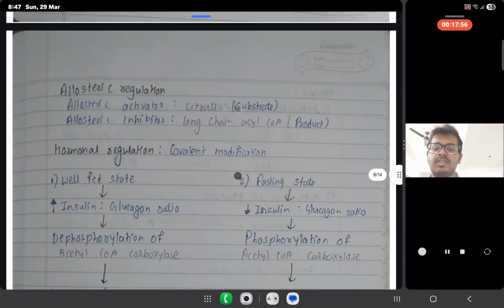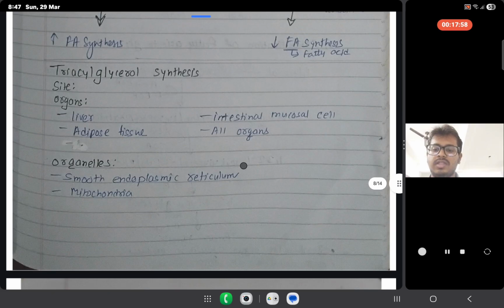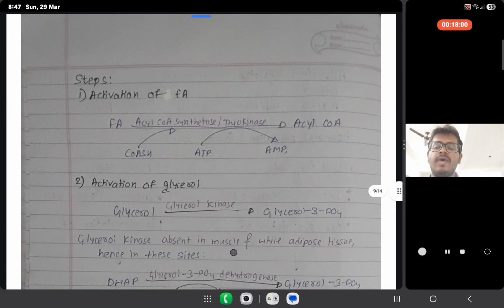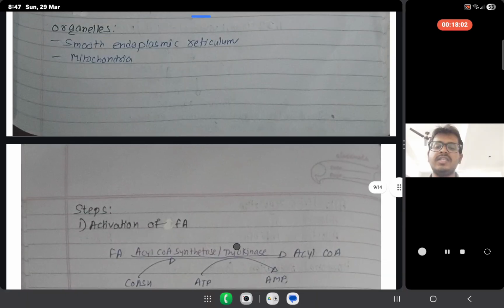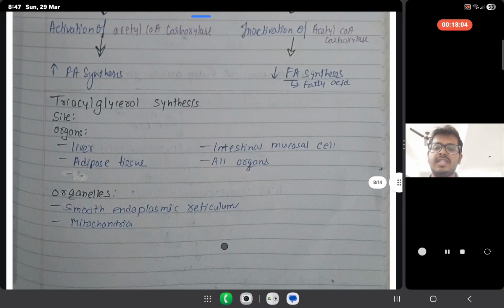This is how we have to write. So allosteric, this I have discussed. So what are the steps for triacylglycerol synthesis?